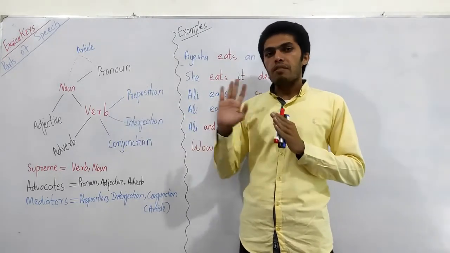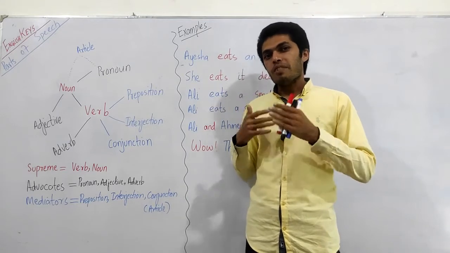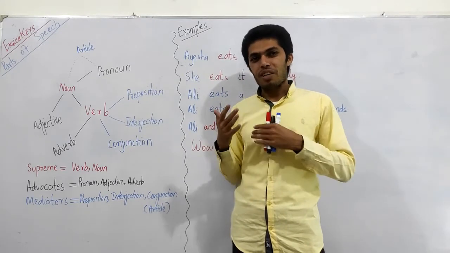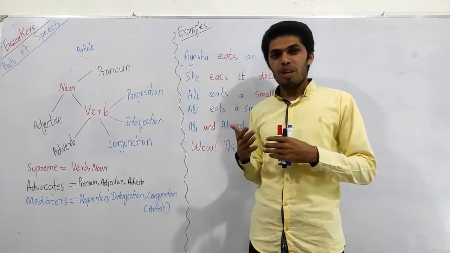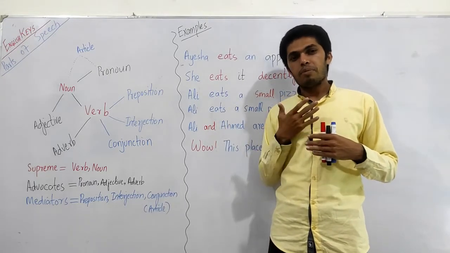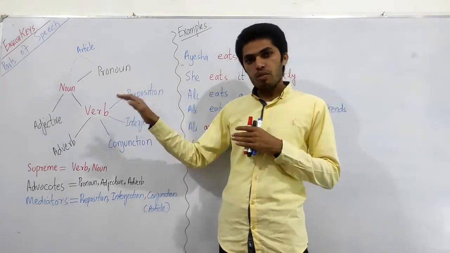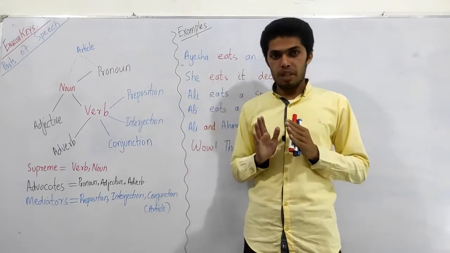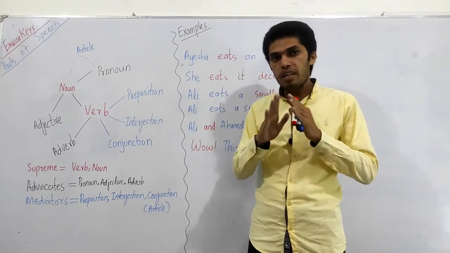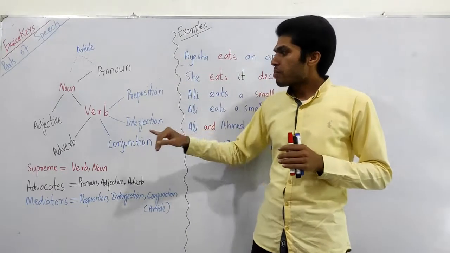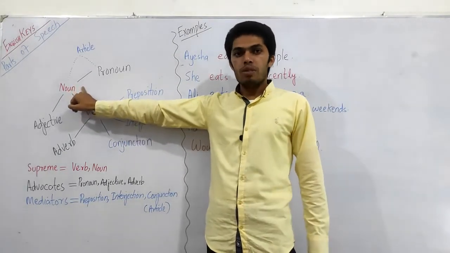Now the verb comes at the first place. You might have studied these parts of speech in an order where first comes noun and then pronoun and then verb and then adverb and so on, but actually the verb is the first part of speech. Without a verb we cannot have speech. After the verb, the second important part of speech is the noun.